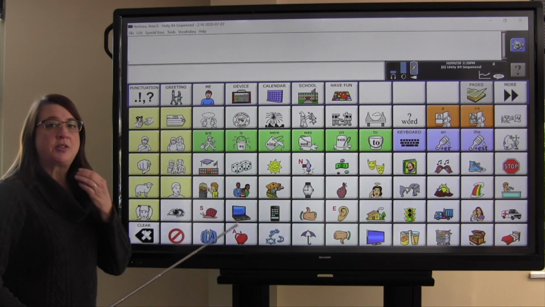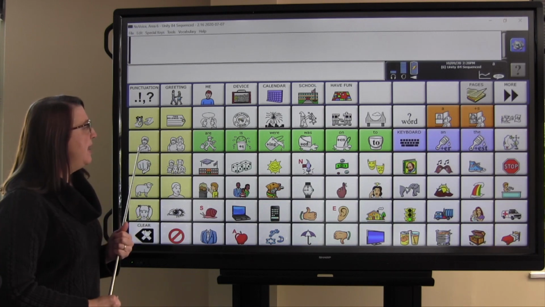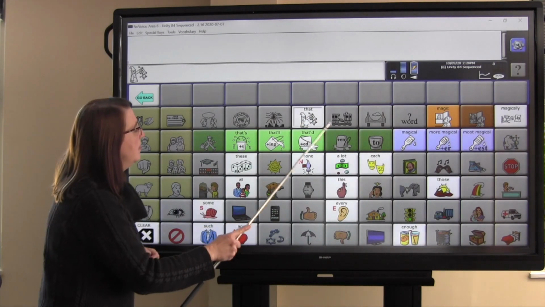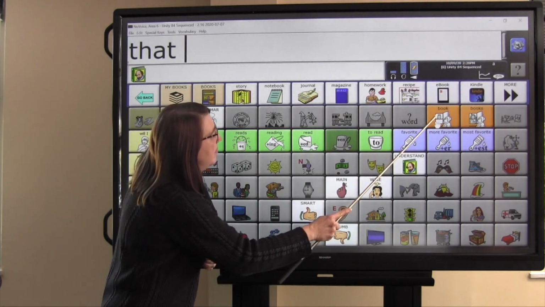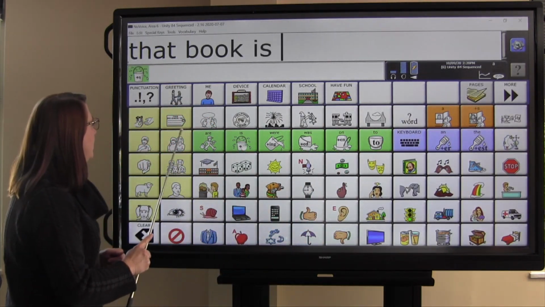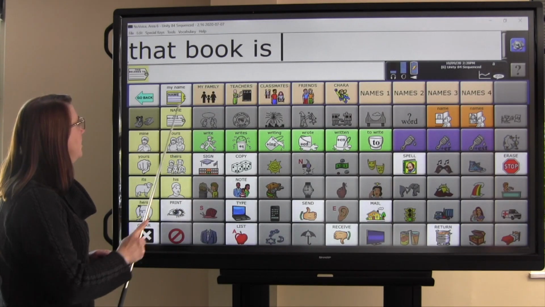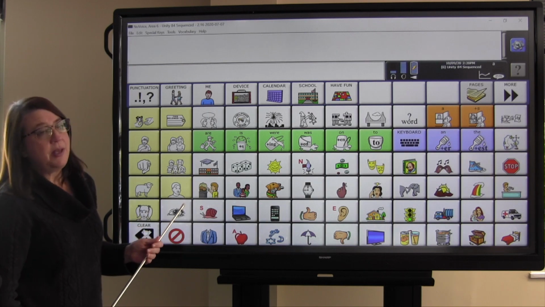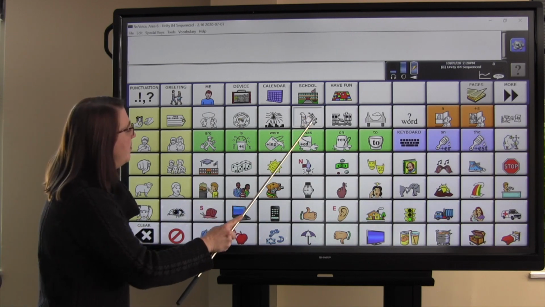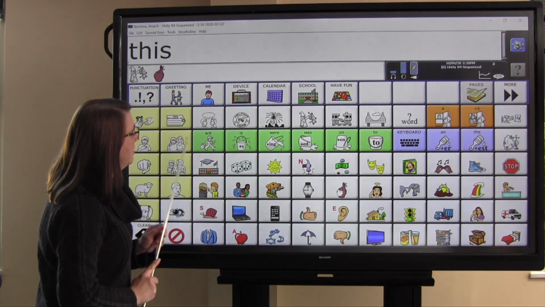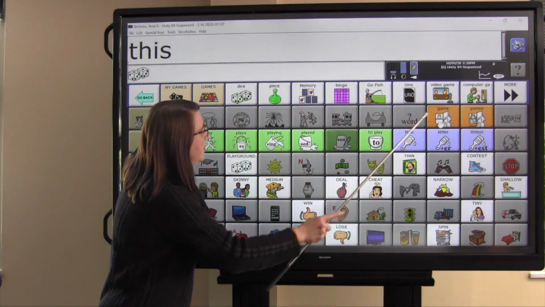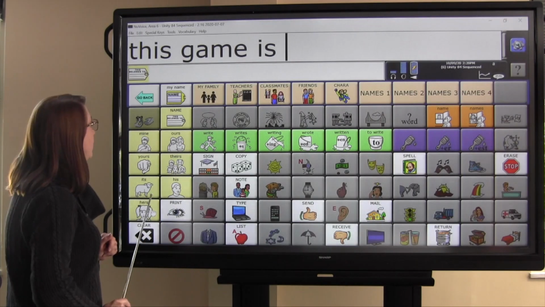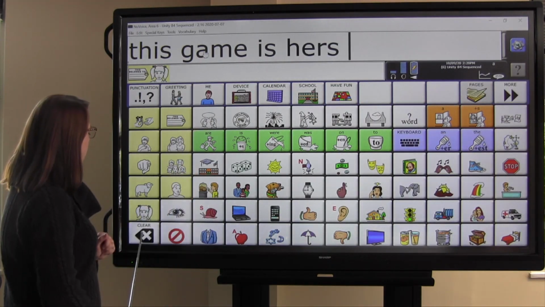Good. Let's do that with a sentence. Let's say, that book is mine. That book is mine. And this game is hers. Hers. This game is hers.